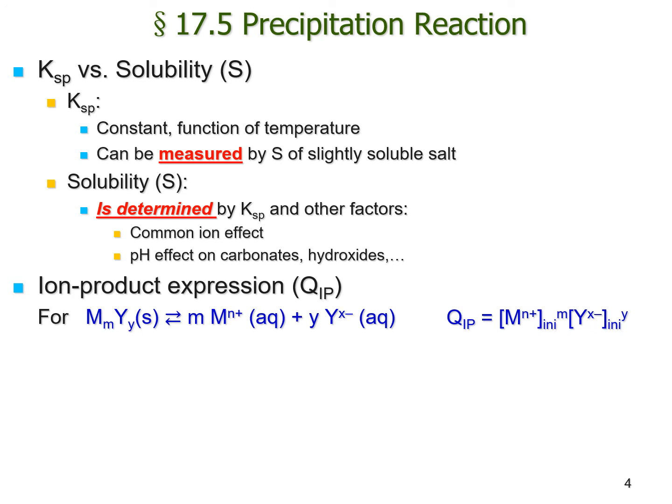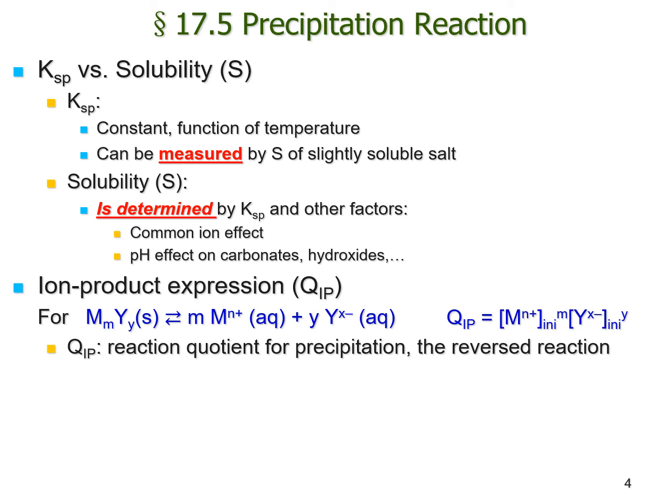Why can't we call it reaction quotient for this dissociation equilibrium? Because this Q, QIP, the ion product expression, is a reaction quotient for the precipitation reaction. Precipitation reaction means it is the reverse reaction of the dissociation reaction. So that is why we cannot say just Q. We put QIP in there to let people understand this Q, although it serves a very similar purpose as we discussed for the other equilibriums, it represents the reverse reaction, not the forward reaction.